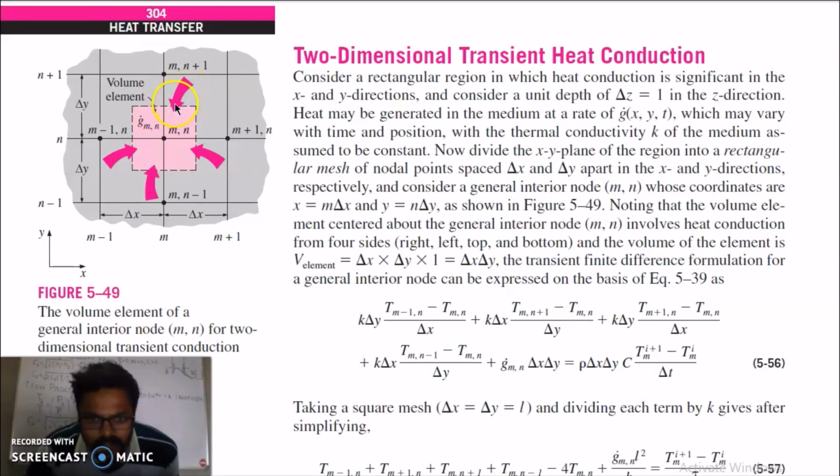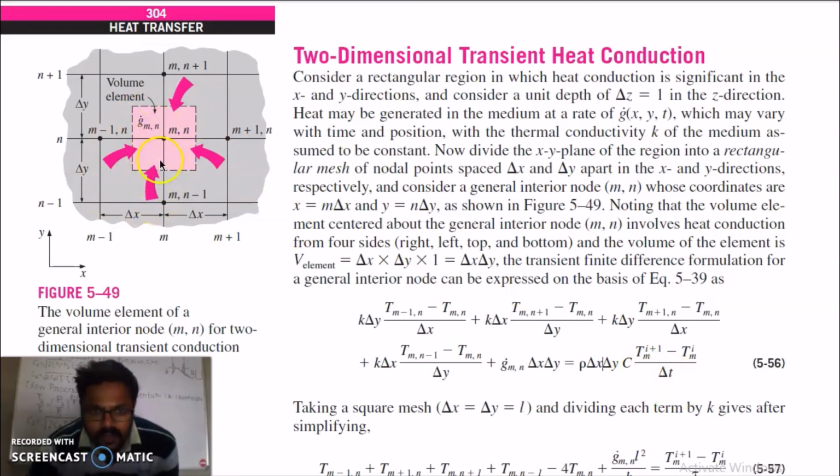Heat transfer from the top side will depend on the temperature of this node, which is T m comma n plus 1, and the temperature of this node, which is T m comma n, and this distance del y, and the area here is del x into 1 for del z. Same, this is for the right hand side, this is for the bottom side, and the sum is equal to heat generation plus the change in the energy content of this element during del t time.